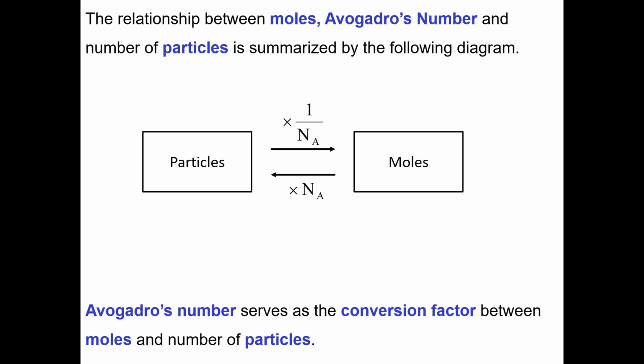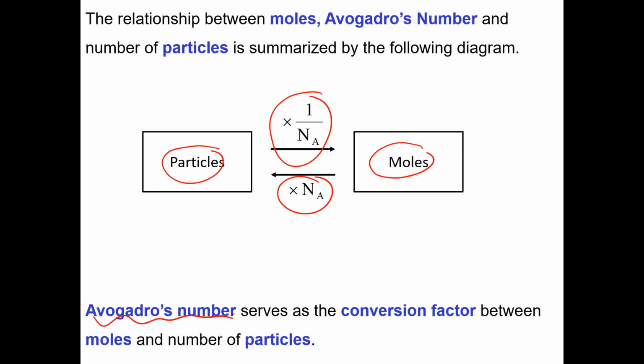So the relationship between moles and Avogadro's number and the number of particles can be summarized by this little diagram here. If I want to take moles and turn it into particles, I'm going to multiply by Avogadro's number. And if I want to take particles and turn it into moles, I'm going to multiply by 1 over Avogadro's number. So just reiterating, Avogadro's number is super useful as it serves as the conversion factor between moles and the number of particles.